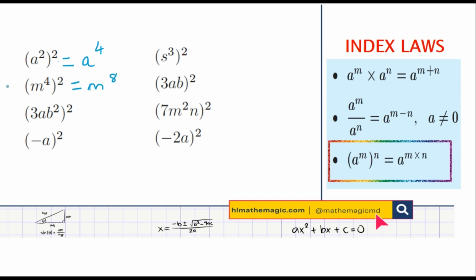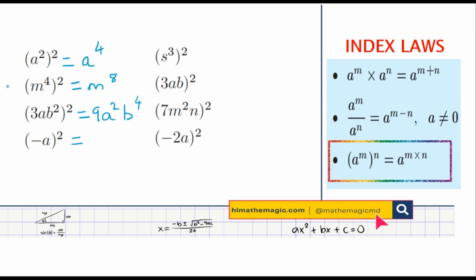And now we work on 3ab squared squared. Now noticing that the 3 needs to be squared as well, 3 squared is 9, so be aware of the fact that numbers need to be squared. 9a squared, and then b squared squared is going to be b to the power 4 here. Very well done if you managed to do that question.